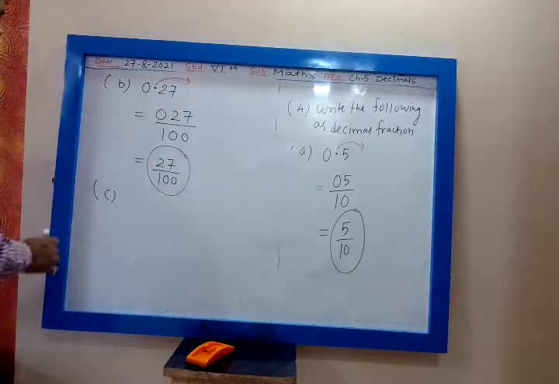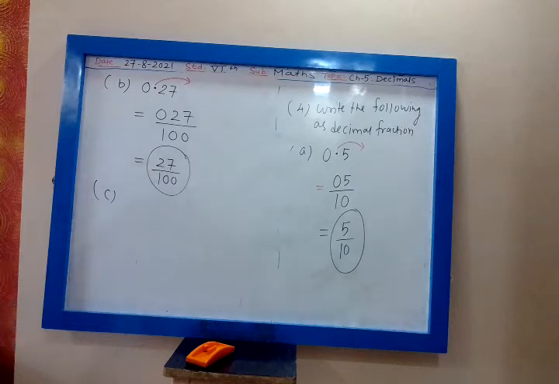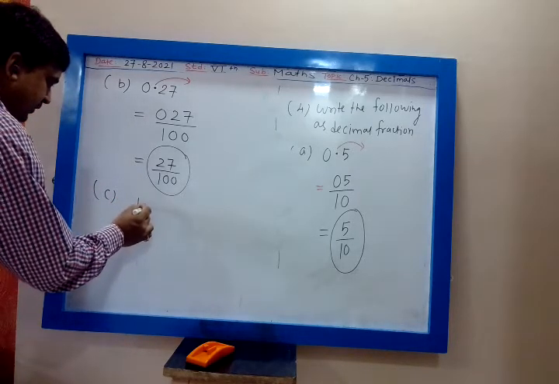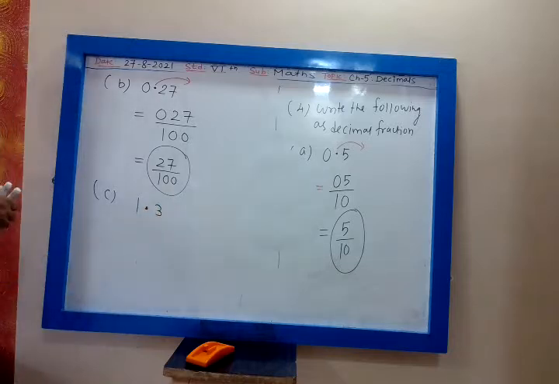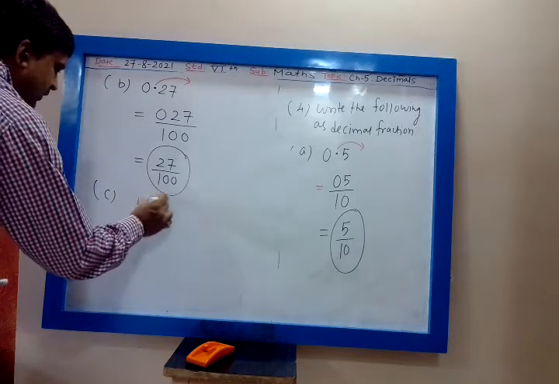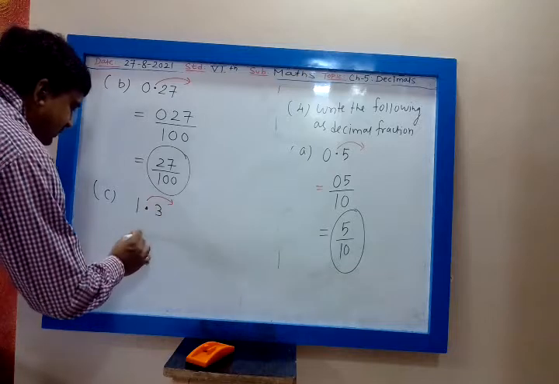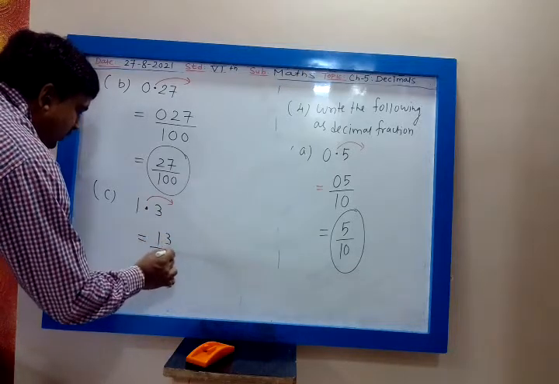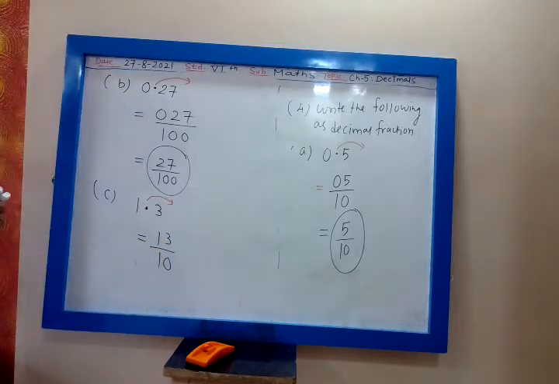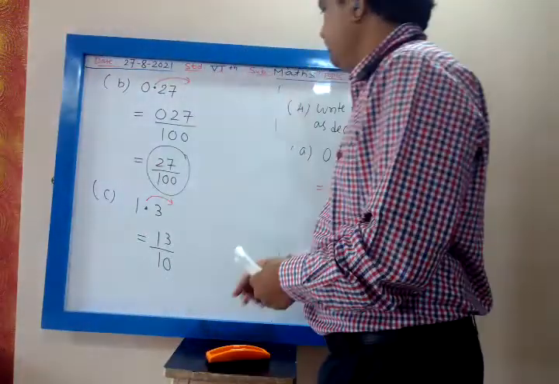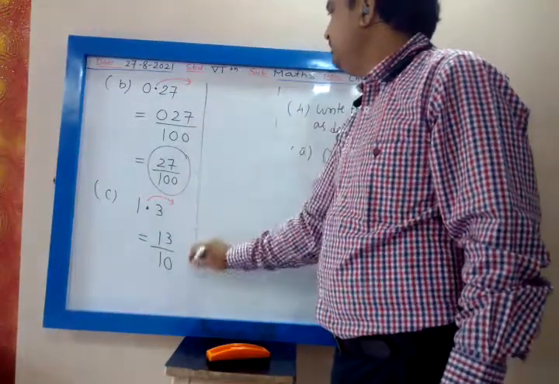Now let us see part C, 1.3. Remove the decimal. After the decimal there is 1 digit, so this will be 13 upon 10.